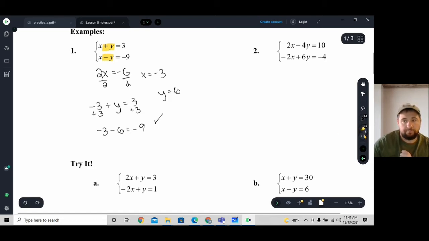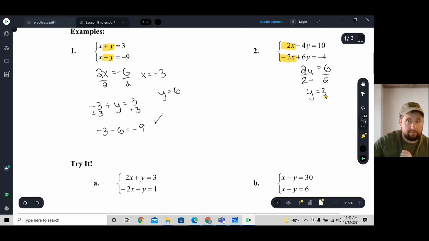I'm going to look at number 2. Number 2, we have a positive 2x and we have a negative 2x. And we know that those two will immediately cancel each other. They're opposites. So I'm going to add these two equations together. Negative 4y plus 6y is 2y. 10 plus negative 4 is 6. 2y equals 6. I'm going to divide by 2, and I'm going to get y equals 3.